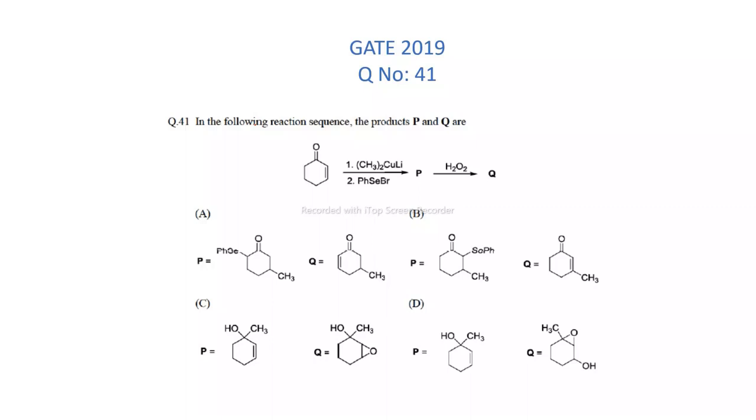This question is from GATE 2019, and this is our alpha beta unsaturated ketone. We are using an organocopper complex followed by phenyl selenium bromide. The product that forms is again treated with H2O2. So what product will form? Tell me the answer first. Try, then we'll solve.